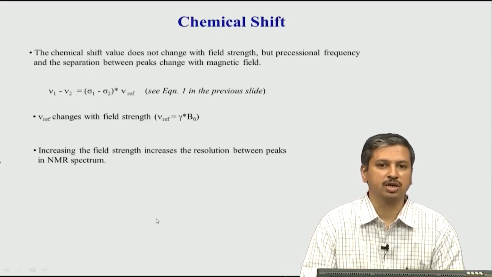Now, this separation is actually what helps you in giving resolution. This is what is shown in this slide. What we calculated is that the chemical shift value does not change with the field strength, but the precessional frequency difference between two peaks changes with magnetic field. The same thing is repeated here: the chemical shift value may not change in ppm, but when I multiply with the reference frequency of the spectrometer, that changes with frequency.